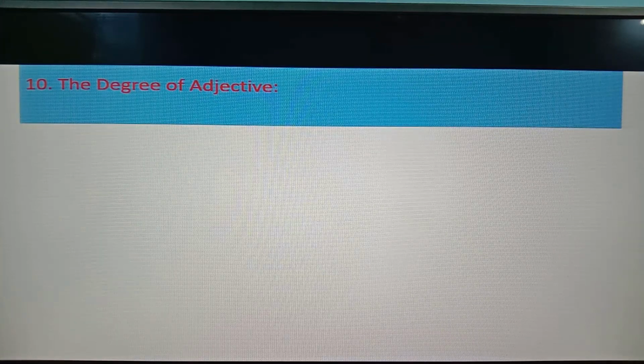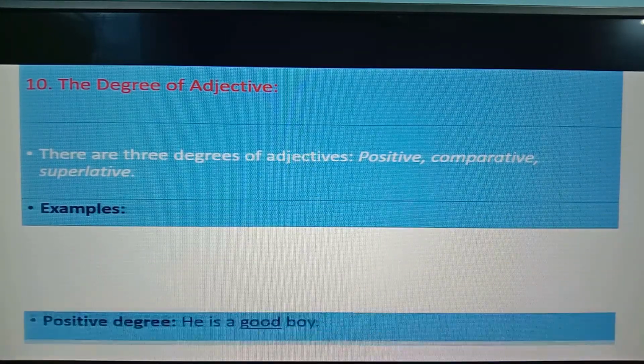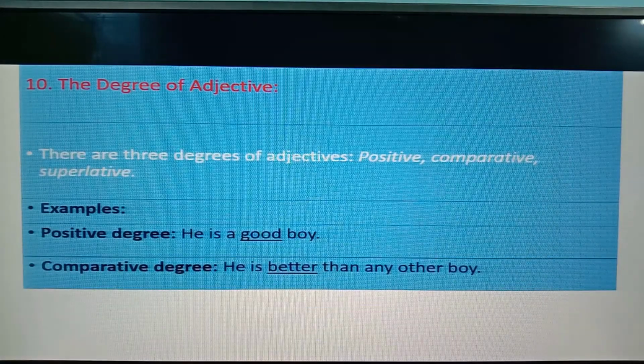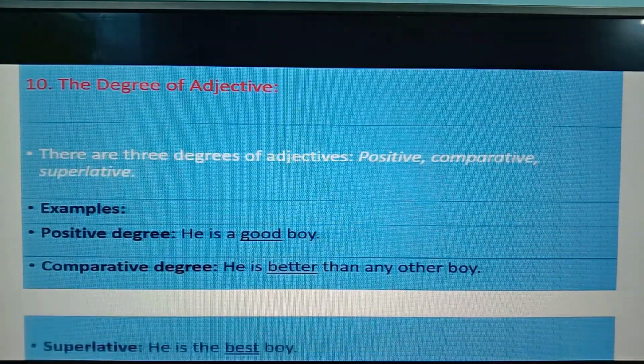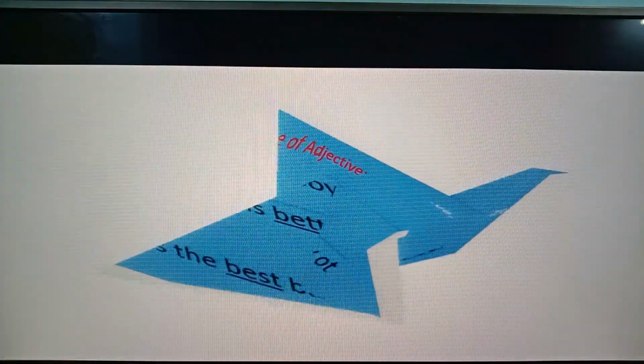Number 10, the degree of adjective. There are 3 degrees of adjectives. They are positive, comparative and superlative. Examples, positive degree, he is a good boy. Comparative degree, he is better than any other boy. Superlative degree, he is the best boy.